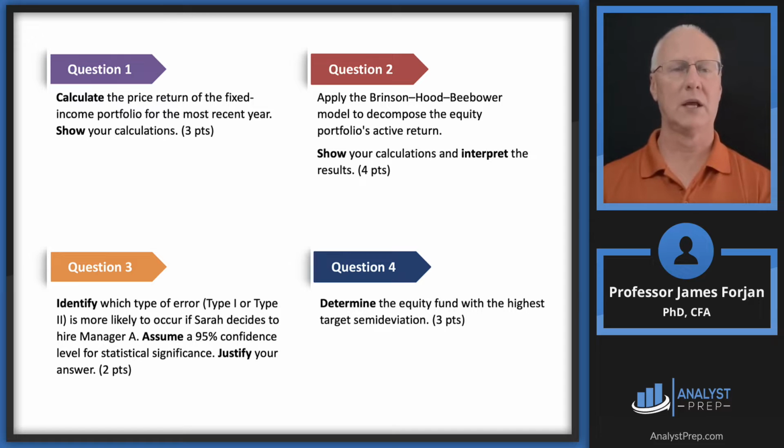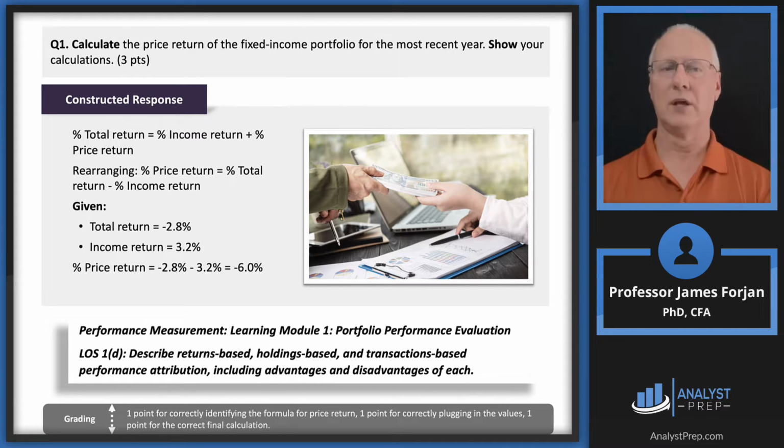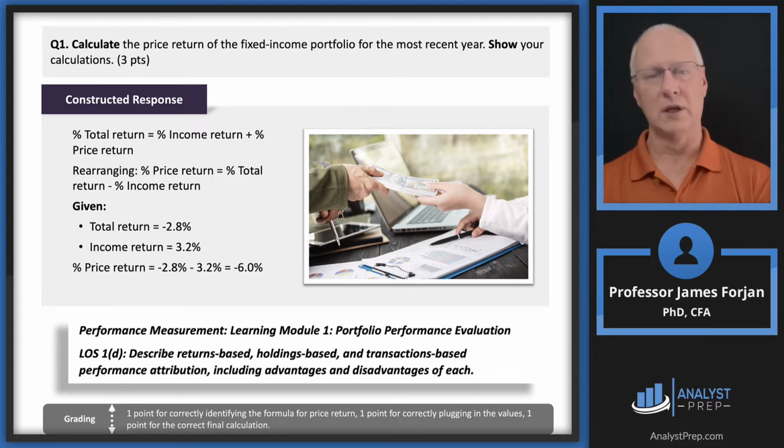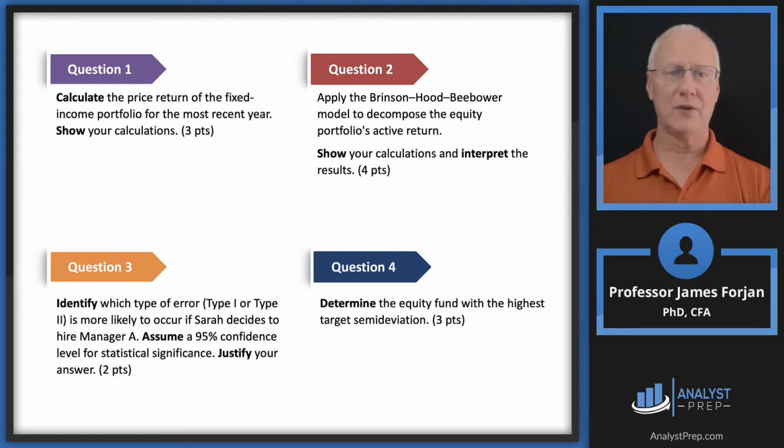Number 1, calculate the price return of the fixed income portfolio. So let's go ahead and do that one here. So we know that total return is equal to the income return plus the price return. So really all we're going to do is rearrange that equation. There you go. That's super simple math. So we get that percentage price return as a minus 6%, but we're not surprised, right?